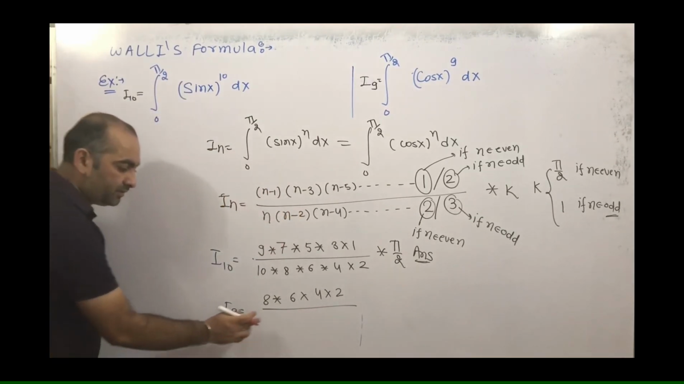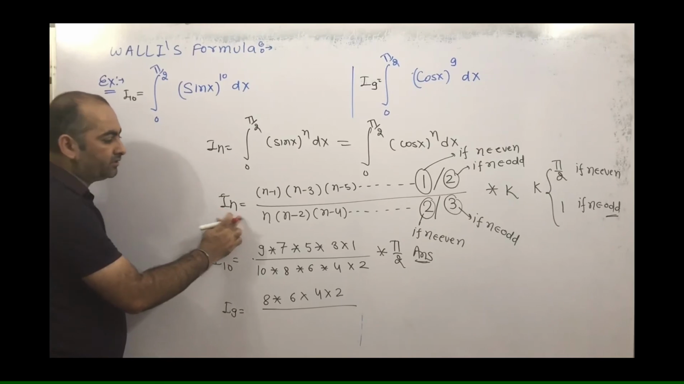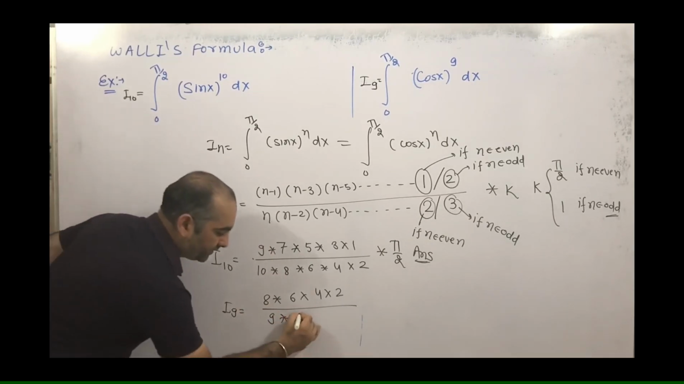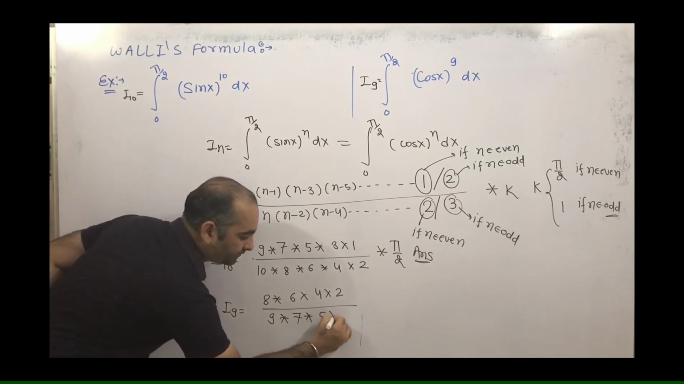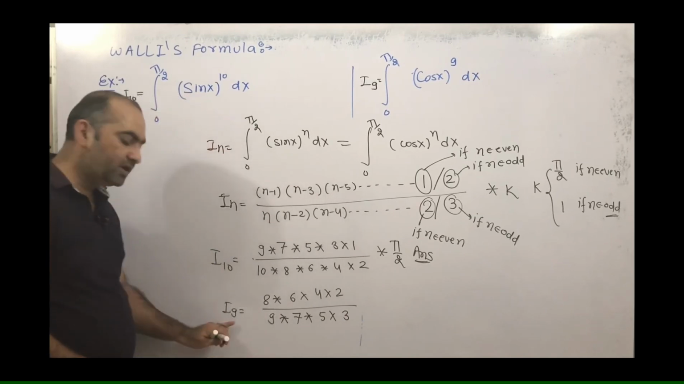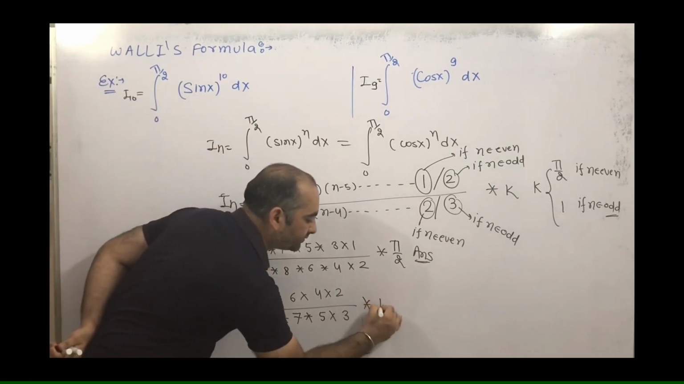What will the first term be? If I put n equal to 9, the first term will be 9. The next term is 7, then 5, then 3. So 9 into 7 into 5 into 3. n is odd, so here will come into 1. That's your answer.